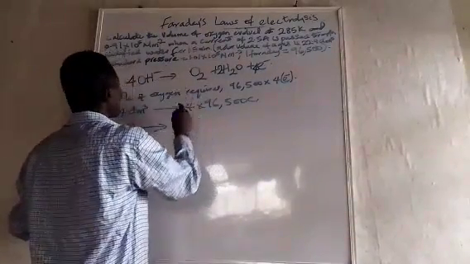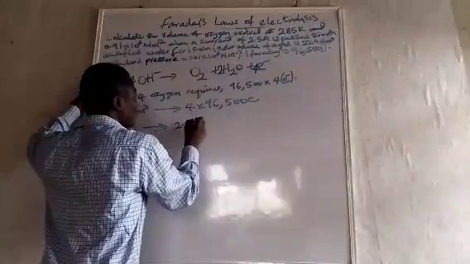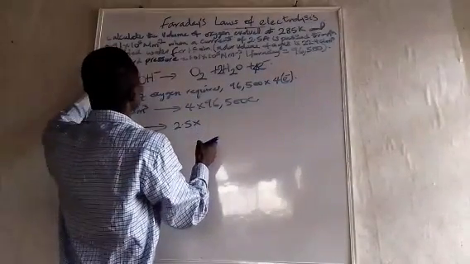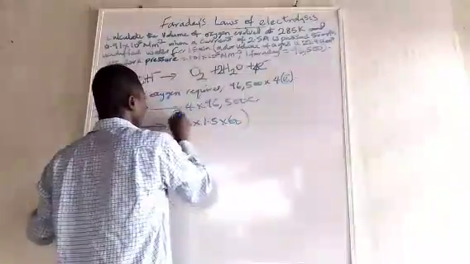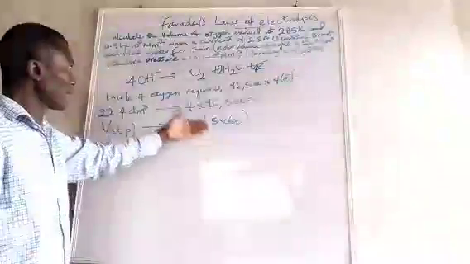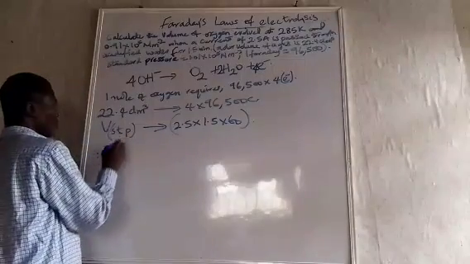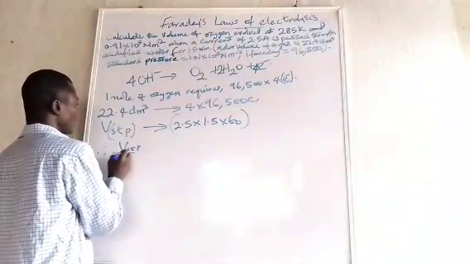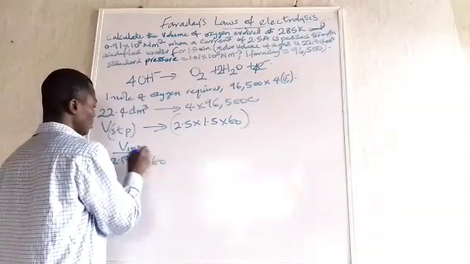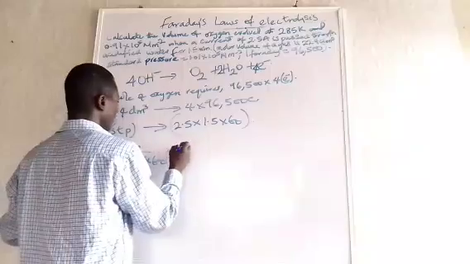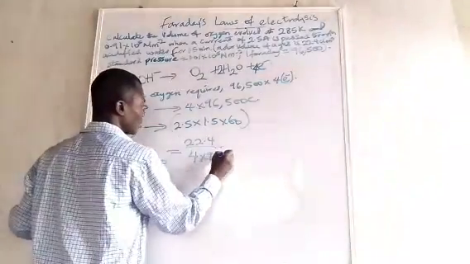And so the volume under standard pressure, STP, standard temperature and pressure, discharged will be proportional to the quantity of electricity, which is 2.5 times 1.5 times 60. So this is the quantity of electricity that was passed through the acidified water. Therefore, for us to find V now, V at STP over 2.5 times 1.5 times 60 is equal to 22.4 over 4 times 96,500.